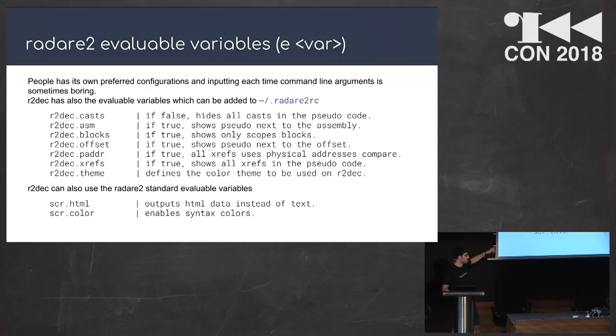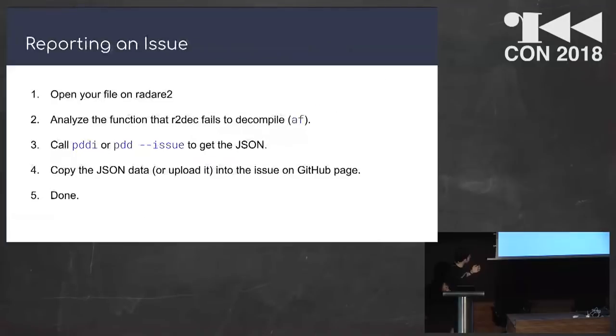And you can also use the scr.color and the scr.html. So if you have one of those two enabled, you can just copy and paste, for example, HTML code directly to wherever you want. So you can just dump stuff.